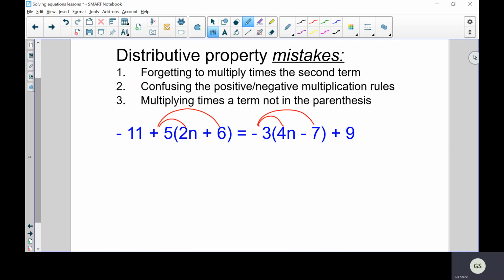Those are really the only 3 mistakes, other than just making a math error, maybe. But I'll correct the math. I'll correct your math on the exit ticket. If you truly just multiply 2 things wrong, and you have the right sign, the positive or negative correct, I'll just tell you got the wrong math there.